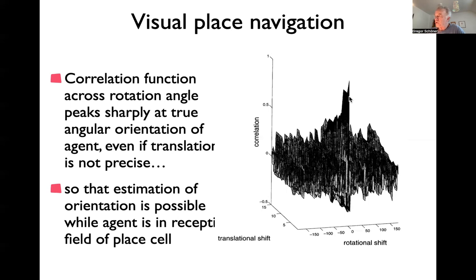Now, the critical thing about this is that the peak in the angular direction can be estimated at locations other than the best location. So even if you go like in here, and it's maybe not so easy to see in this plot, even if you're a little bit off, you still have a clear maximum along rotation at that shifted location. So that means the animal, or the agent, can estimate its orientation without having to be at the precise location at which the view was taken. So this decouples the angular estimate, the compass function, from the positional estimate.